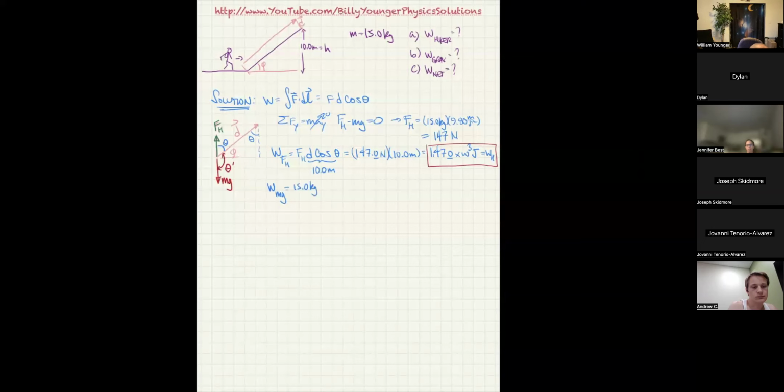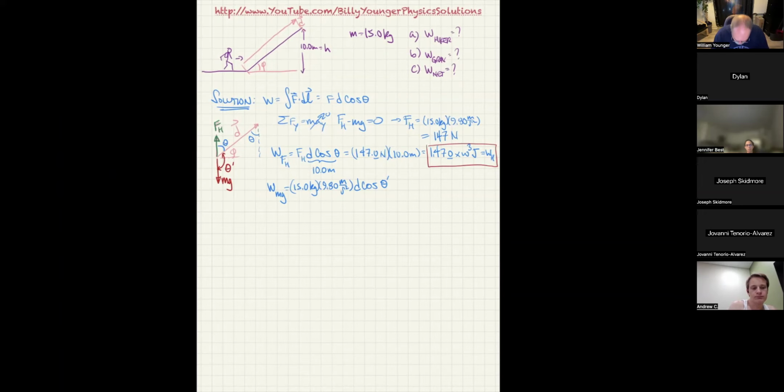150 kilograms times 9.80 meters per second every second. And then it's going to be times D cosine theta prime. Okay. Notice that theta prime is actually the angle when mg and D are tail to tail. So that's why it has to be that.